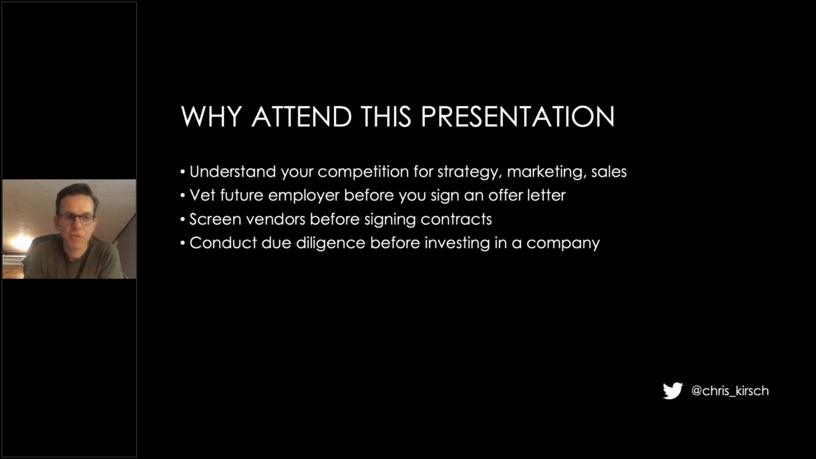But I've also used the same techniques to vet future employers before I signed an offer letter, because you want to make sure that you're joining a good growing company. Then you might also want to screen vendors before signing contracts, understand how the company is doing and whether they're growing, whether they're successful, and whether there are any red flags. And you want to conduct due diligence before investing in a company.